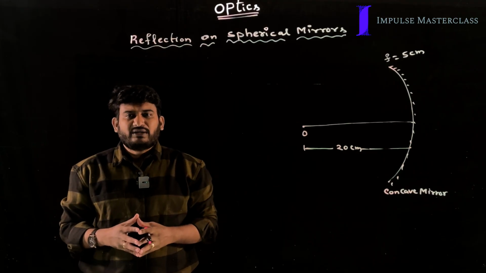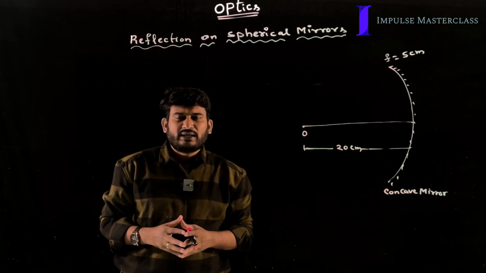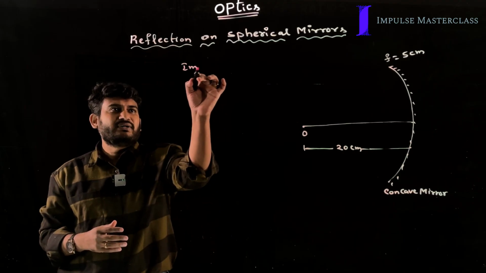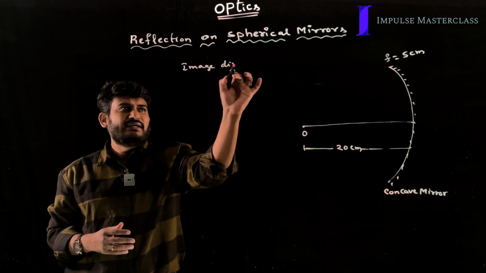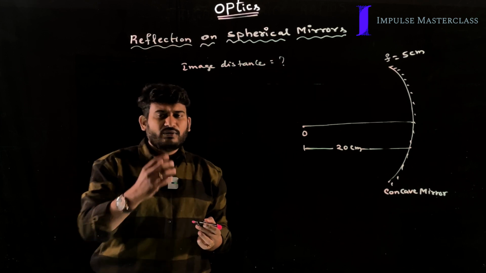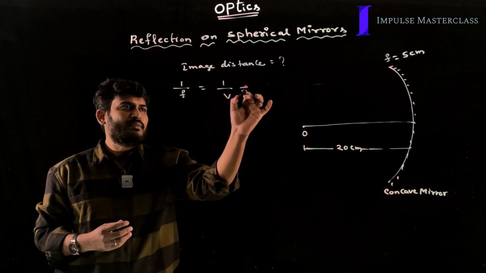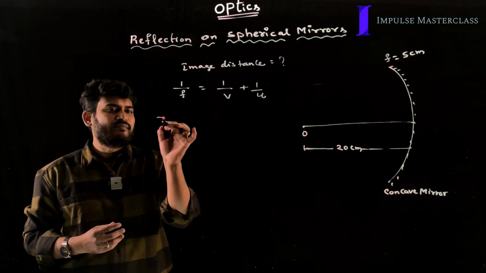Let's get back to our initial question. By using this concave mirror, we are going to calculate the image distance. Okay, here they are asking to calculate the image distance. Now we know the mirror formula: 1/f = 1/v + 1/u.